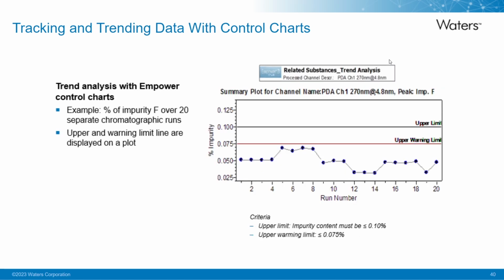Here's another example where we're looking at a run versus the percent impurity. Very important for routine monitoring when we're doing an impurity method. So again, an upper limit has been set, an upper warning limit has been set. There's no target value in this case, but we're looking at that percent impurity over time.